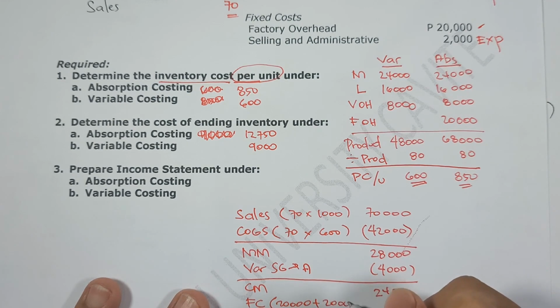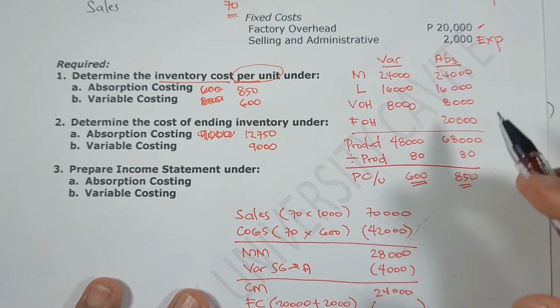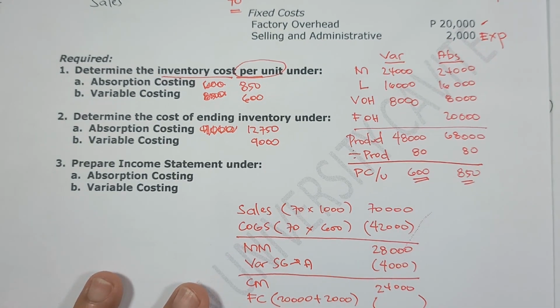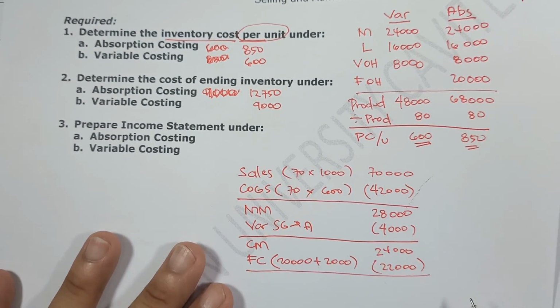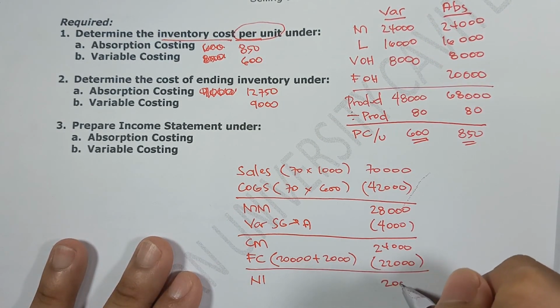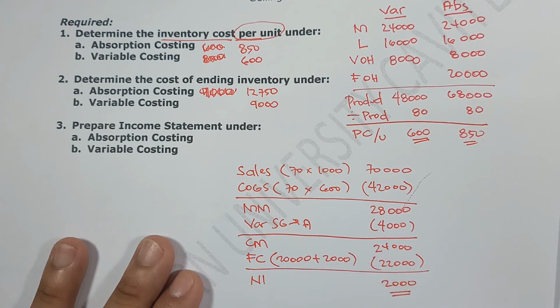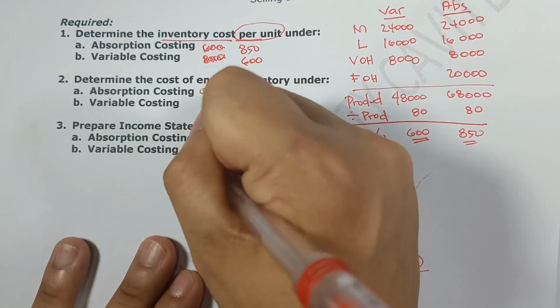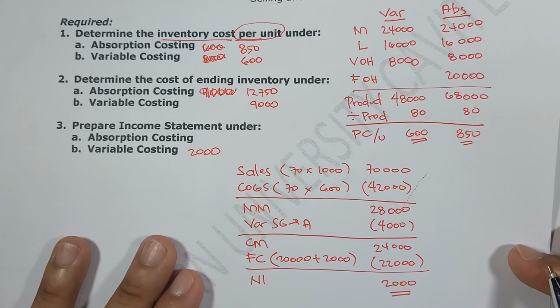Why total? Because under variable costing, fixed cost will be treated as an expense, whether overhead or selling and administrative expenses. So 20,000 plus 2,000 is equal to 22,000. Therefore, 24,000 minus 22,000, our net income under variable costing is equal to 2,000 pesos. So requirement number 3, letter B, our final answer is 2,000 pesos. Again, requirement number 3, letter B, 2,000 will be the final answer.